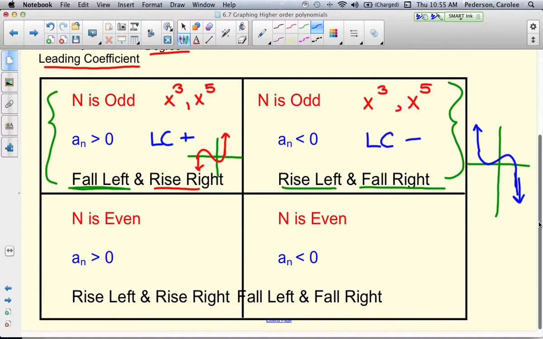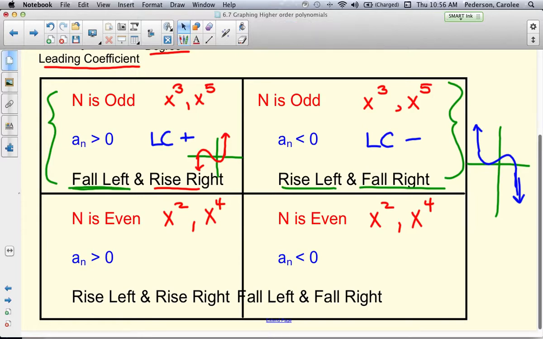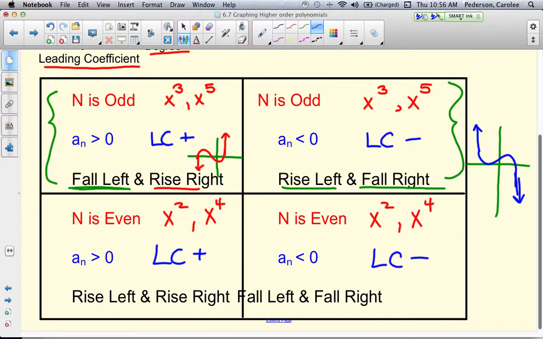The last 2 boxes are when the degree is even. So when the degree is even, we're talking things like quadratics, x squared, or quartics, x to the 4th. And then the same thing applies. A sub n greater than 0 means the leading coefficient is positive. If a sub n is less than 0, then your leading coefficient is negative. So now let's go ahead and describe the end behavior.